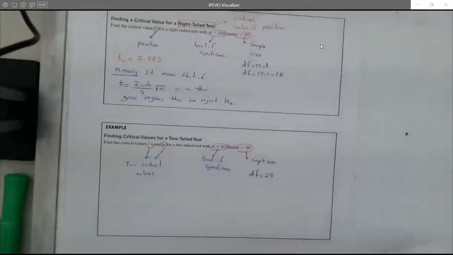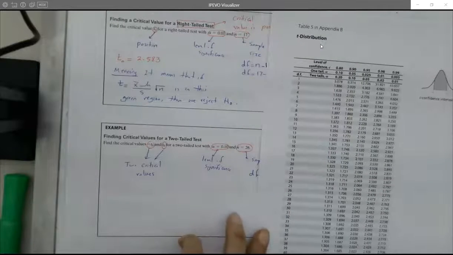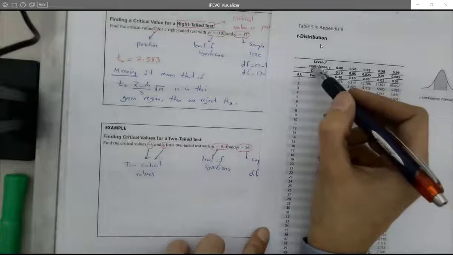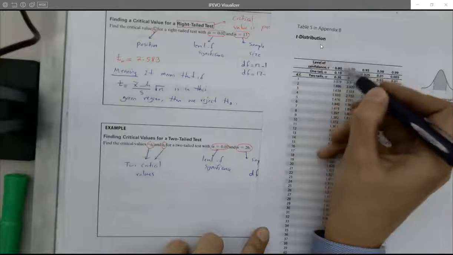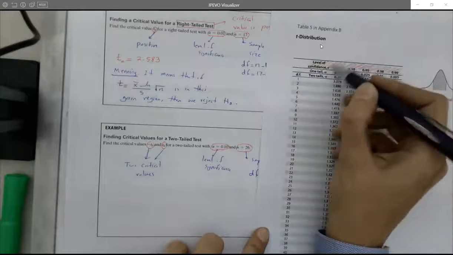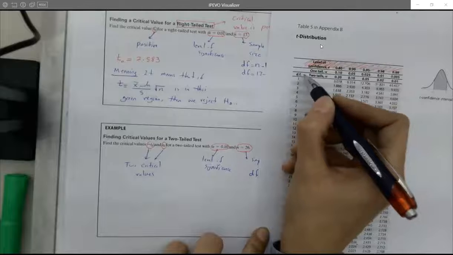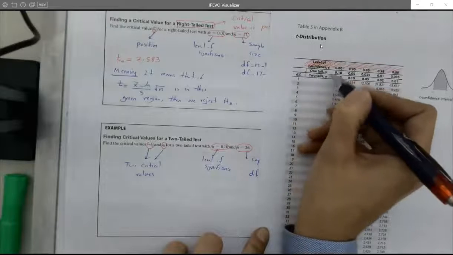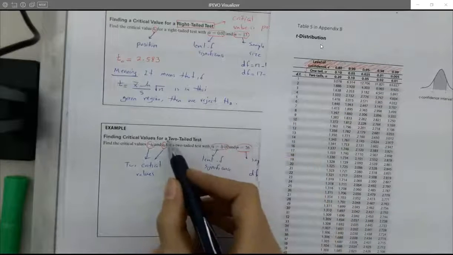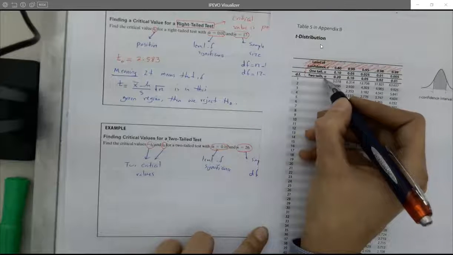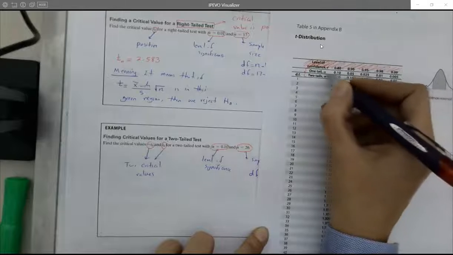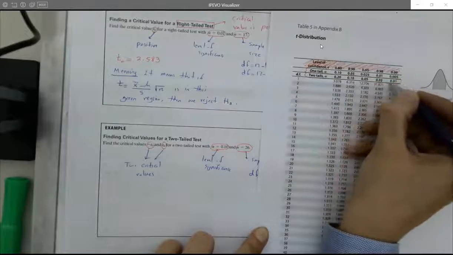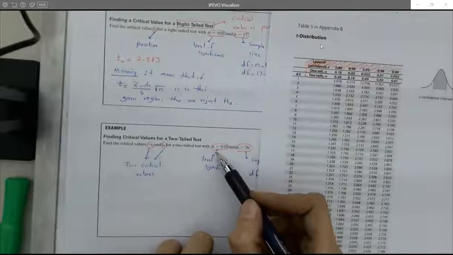Let me use a new table since I only have two colors. Okay. Remember that if you take a look at a t distribution, the first row is level of significance that we used for confidence interval. For hypothesis testing, we are focusing on alpha. Here we have a two-tailed test, two tails, alpha. So we have to focus on the second row for alpha. Alpha is 10%.